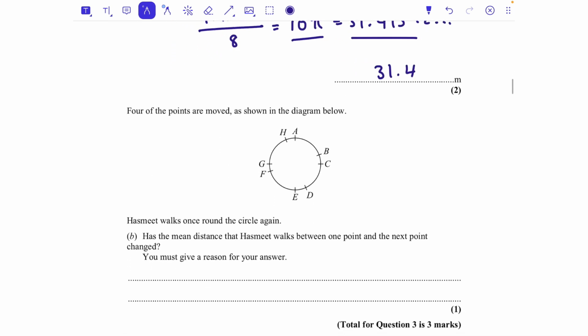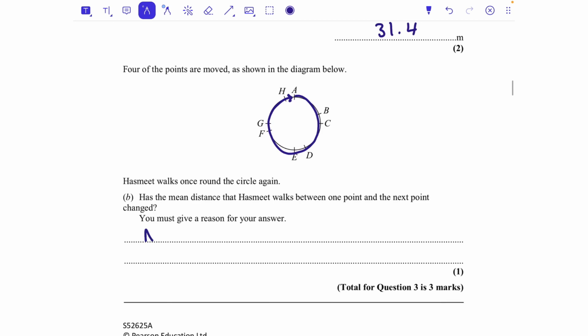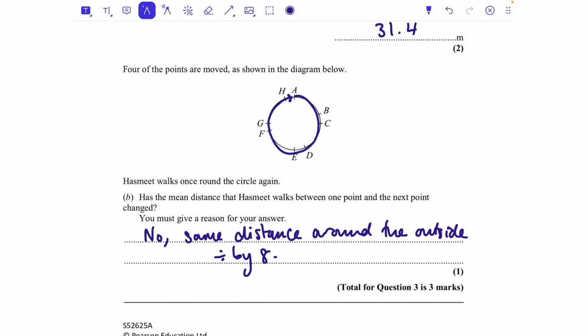4 of the points are moved, as shown in the diagram below. Hasmeet walks once round the circle again. Has the mean distance that Hasmeet walks between one point and the next point changed? So no, it hasn't, because she's still walking in total the same distance, and we're still dividing it by 8. We've still got 8 sections. So no, same total, or same distance around the outside divided by 8. Would give the same answer as above.